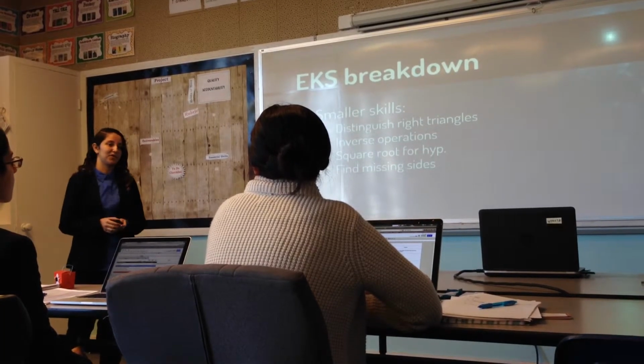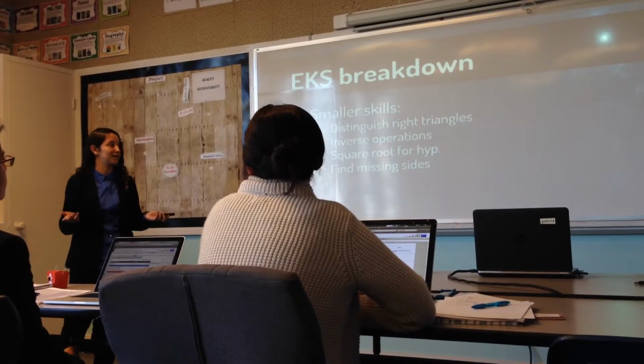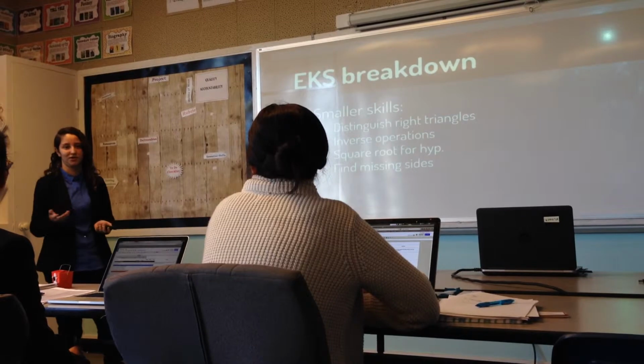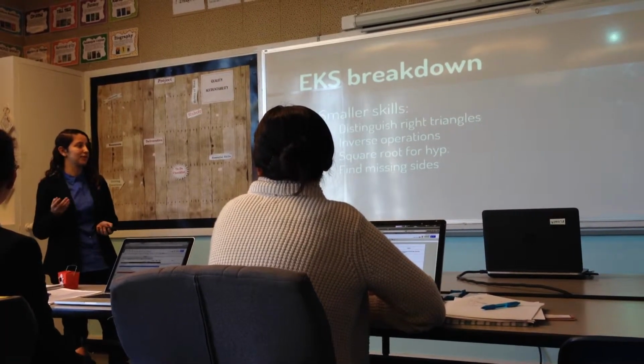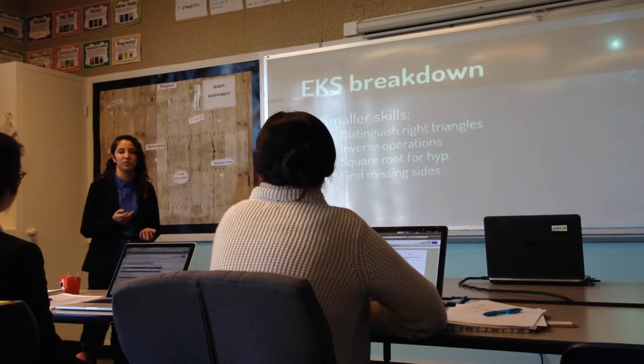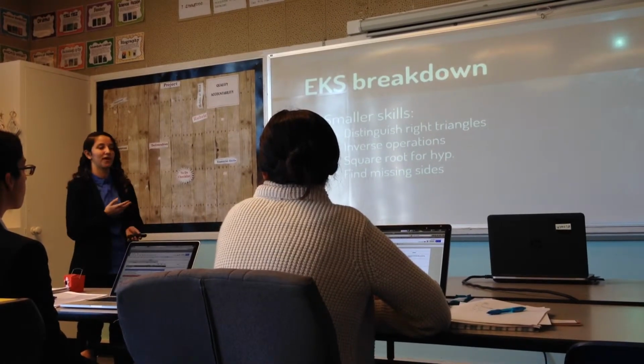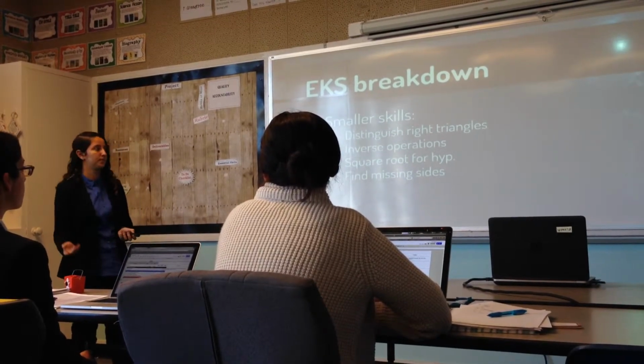The following smaller skills that you need to do would be how to distinguish right triangles, so how to know that a right triangle is a right triangle in order to use the Pythagorean theorem, how to use inverse operations, how to approximate your square root for your hypotenuse, and also how to find missing sides of a triangle.